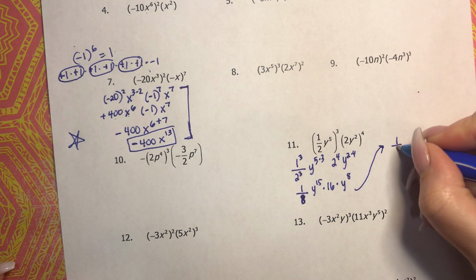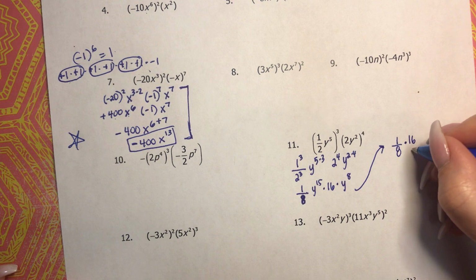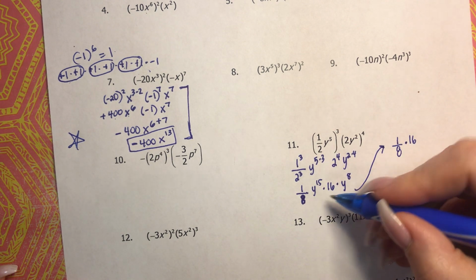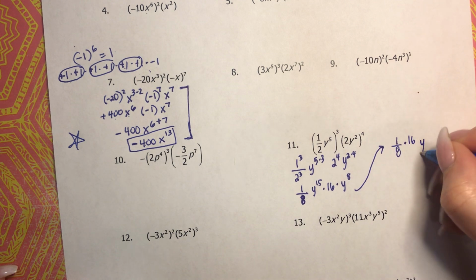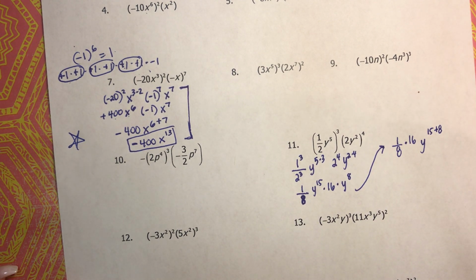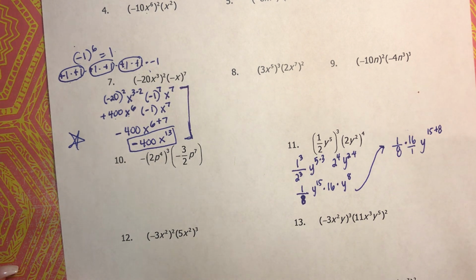So I'm going to write those numbers, 1/8 times 16, right? And then what do I have? I'm going to write those numbers right next to each other, and then I have y's that have the same base, so it's going to be y to the 15 plus 8. Right? Okay, so let's simplify this. So I'm going to make that a fraction, and then we're just going to multiply fractions.